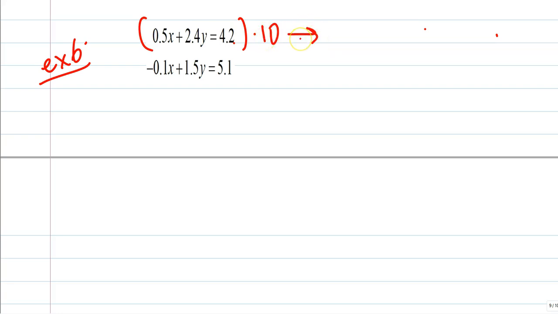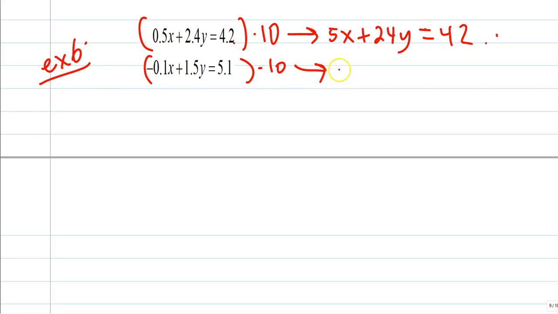What would this become? Well, 5x plus 24y, not loving that, equals 42. This same one times 10 would give us negative x, or negative 1x if you'd prefer, plus 15y equals 51. Still not loving it. But I could now solve this and not worry about those decimals, so don't let that freak you out.